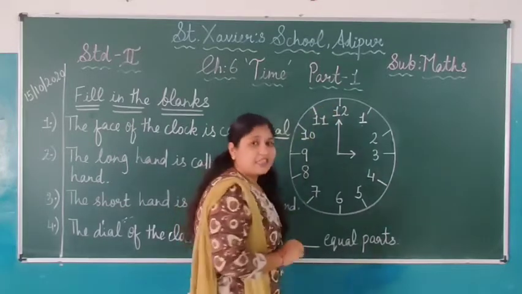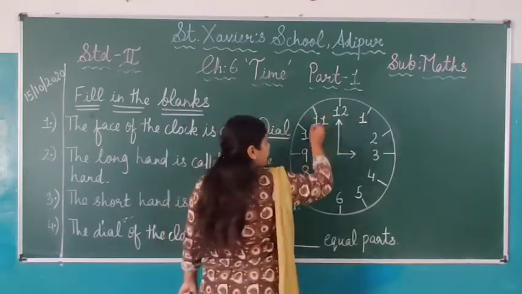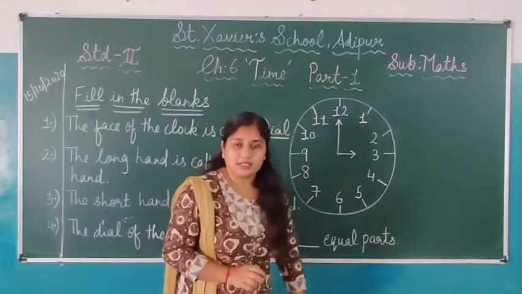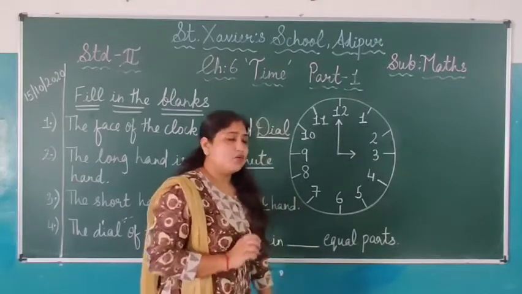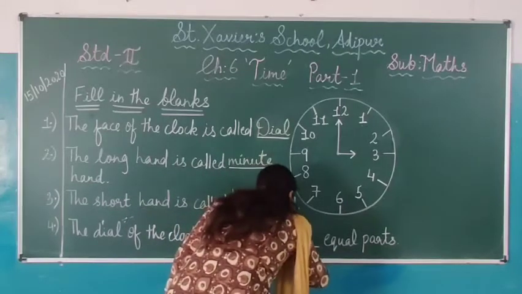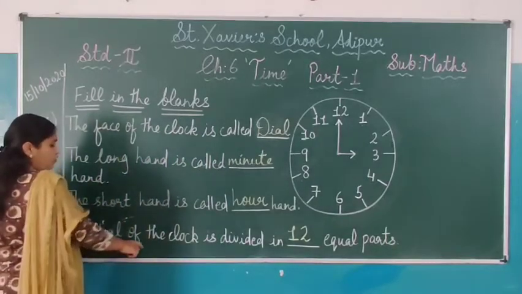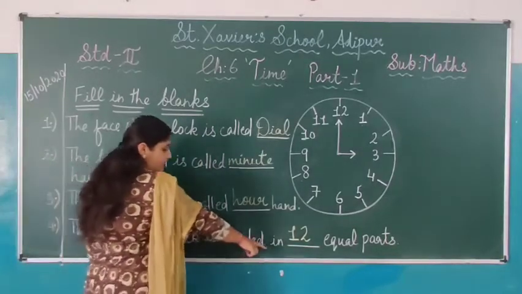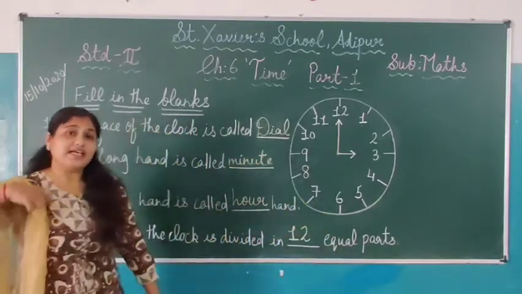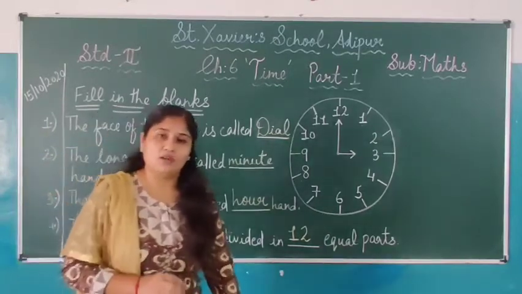How many parts? कितने parts हुए students? Very good, 12 parts हुए. So, ये जो हमारा dial है clock का, this is divided into 12 equal parts. So in this blank you have to write down 12. So the dial of the clock is divided in 12 equal parts. Hamara jo ghadi hai, uska jo dial hai, that is divided into 12 equal parts.